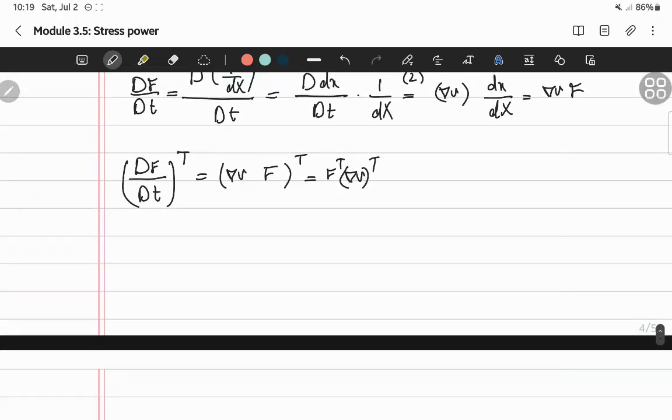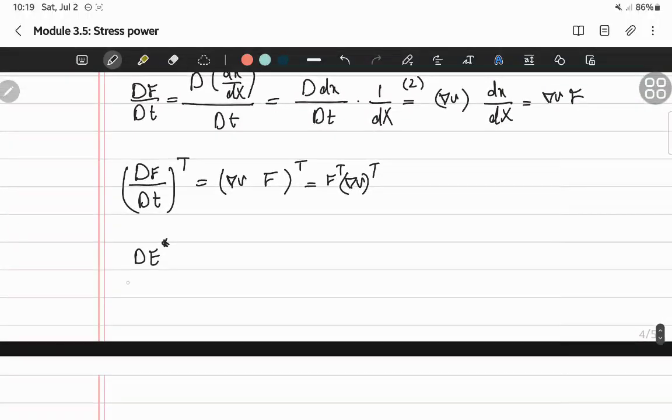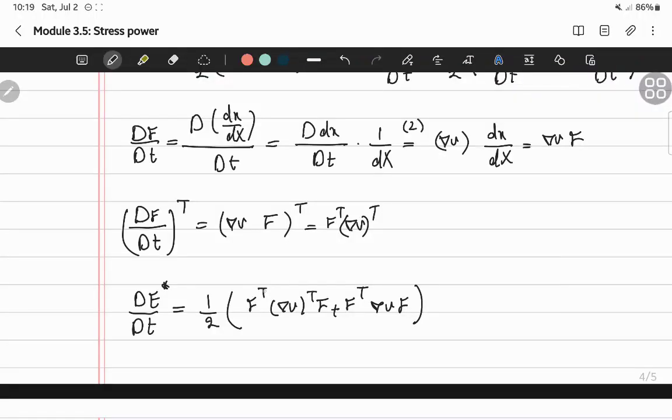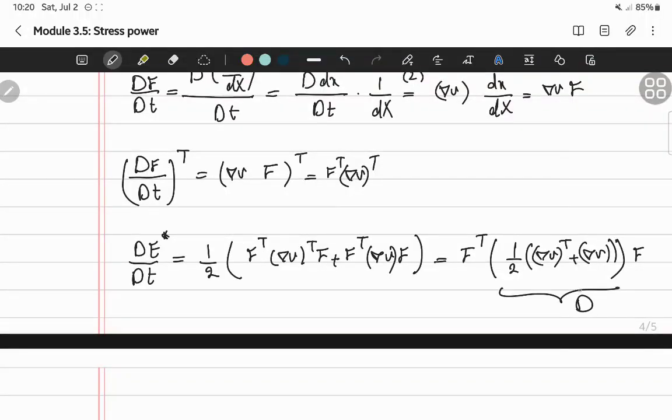So we have d e star dt equal to half of, now df transpose gives f transpose del v transpose, plus then we have f transpose, instead of df dt, del v f. I already missed this f in here, so we have also f here. So you can see we have f transpose del v transpose f plus f transpose again del v f. So I can take out this f transpose. I can also write this as F transpose, then half of del V transpose plus del V, then F, and this is nothing but D, the symmetric part of the velocity gradient.